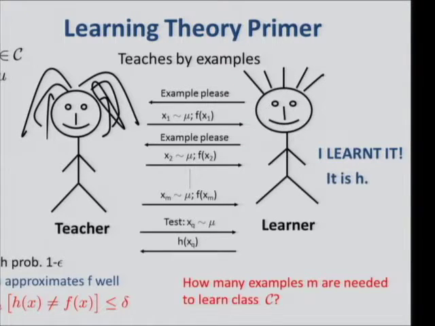Okay, so the question is how many examples M are needed to learn a class C, and there are many concepts, like decision lists and conjunctions, for which you have very efficient learning procedures.